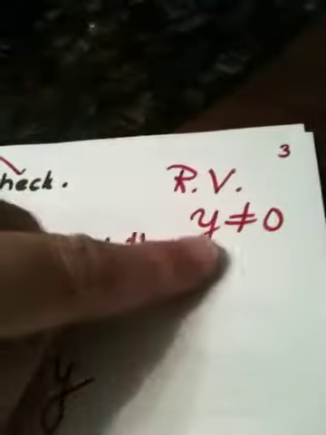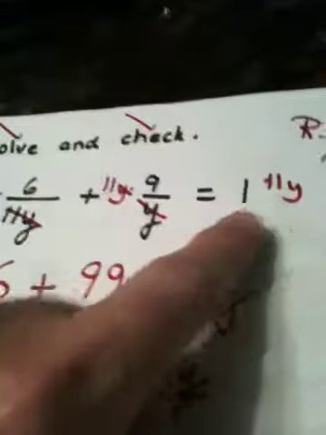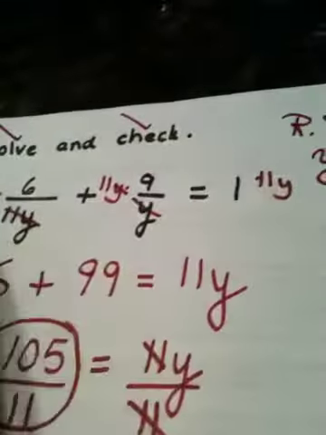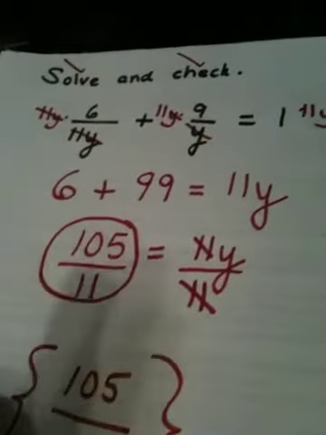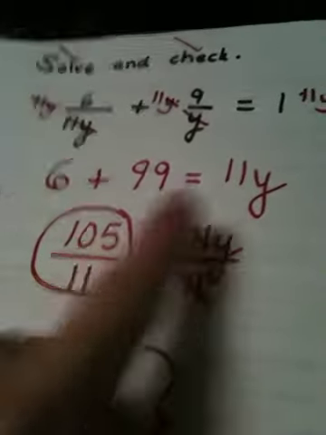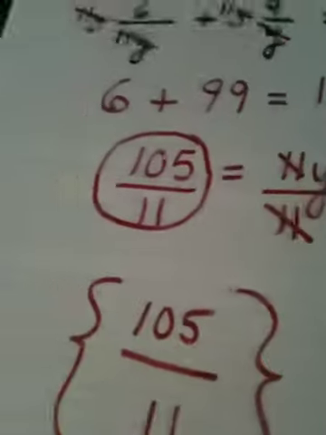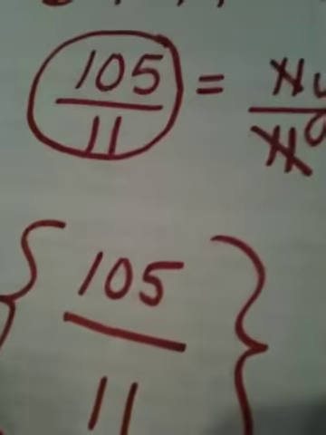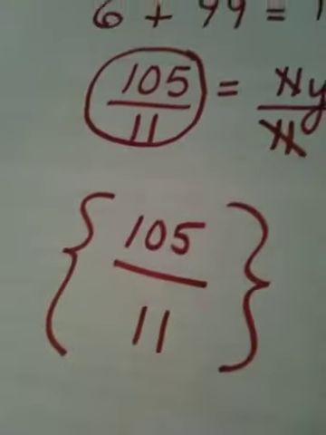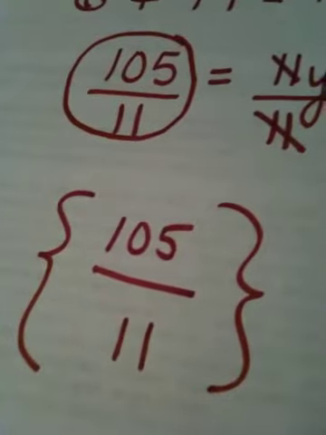State the restricted values first, multiply through by the LCD, and then solve, and at the end of the problem, check that your answer is not a restricted value. If it is, cross it out. And if it was the only answer, then your answer to that problem would be no solution, because the only number that could have worked had failed.